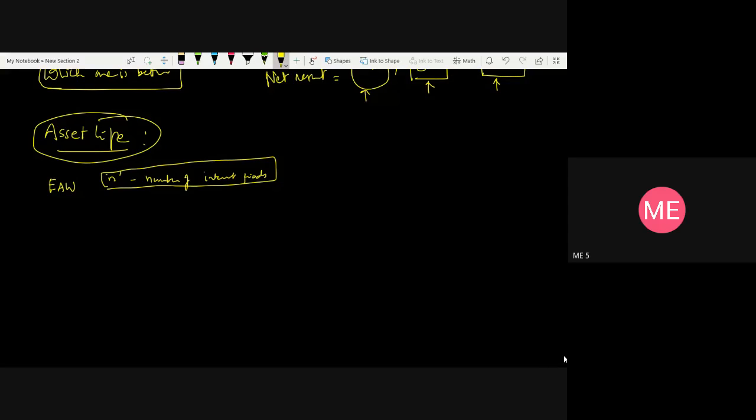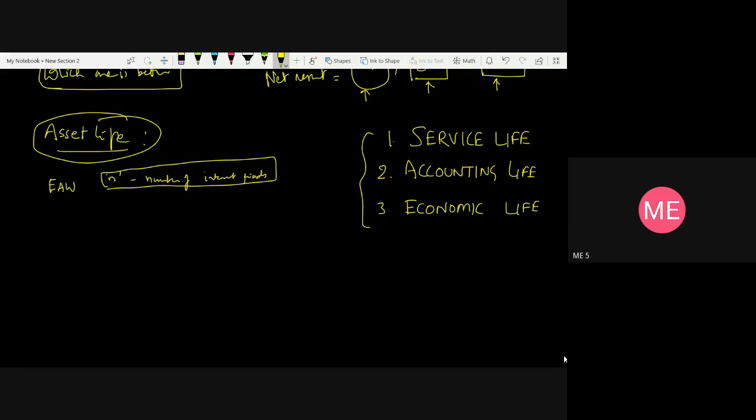That is, service life, which we have discussed till now. The second one, accounting life. And the third one, economic life. So these are the three definitions. So what is this service life? It is the period of time an asset is kept in service by the owners, and that is why it is also called ownership life.